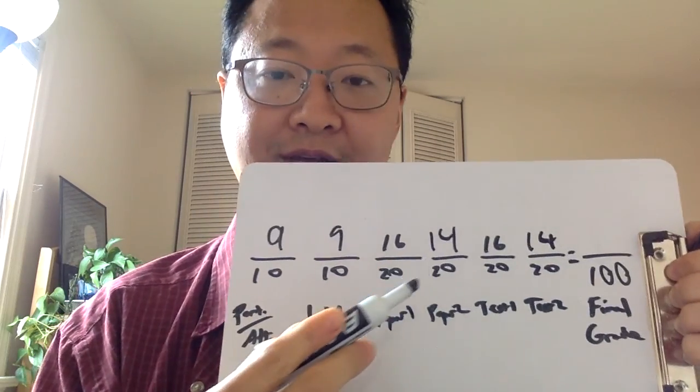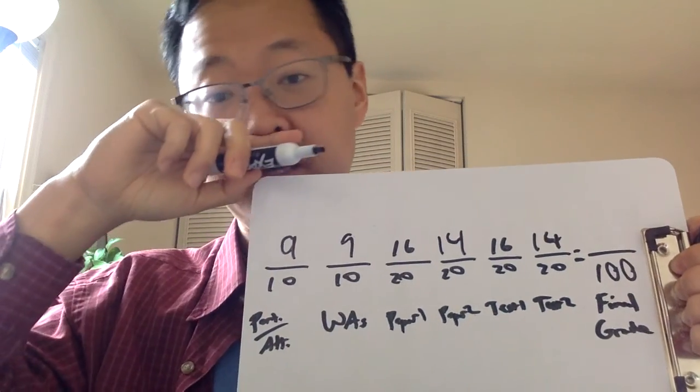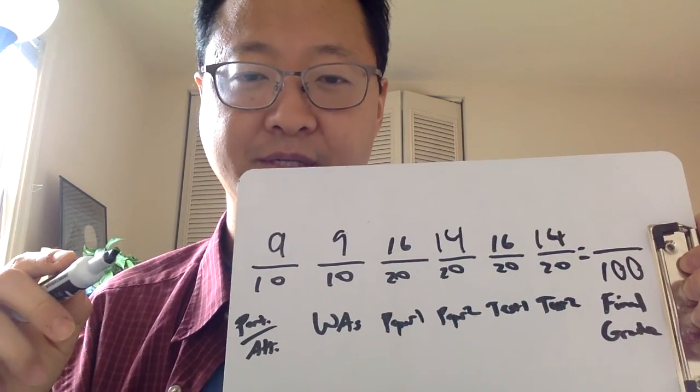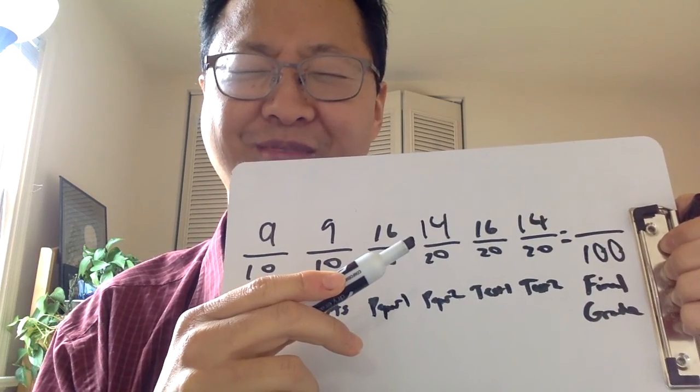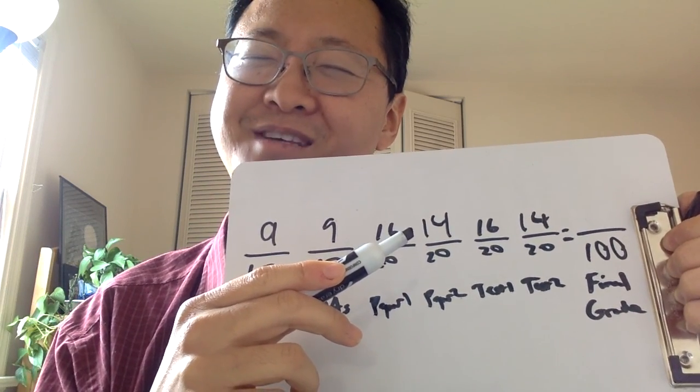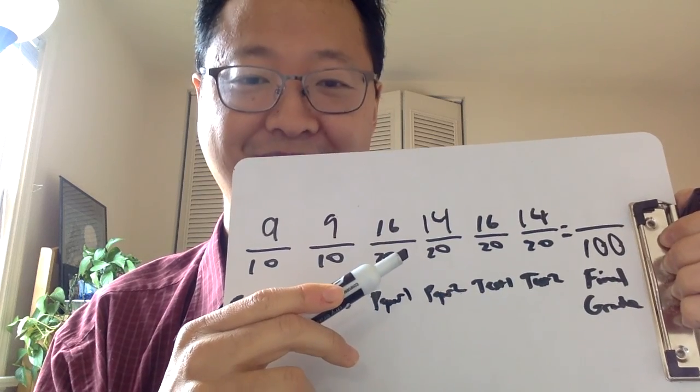So 14 out of 20 is a low C. That would be 70. A 14 would be a low C, right? It'd be a 70%.